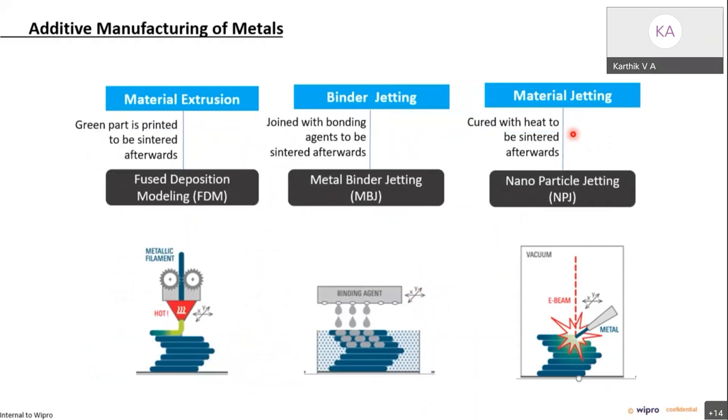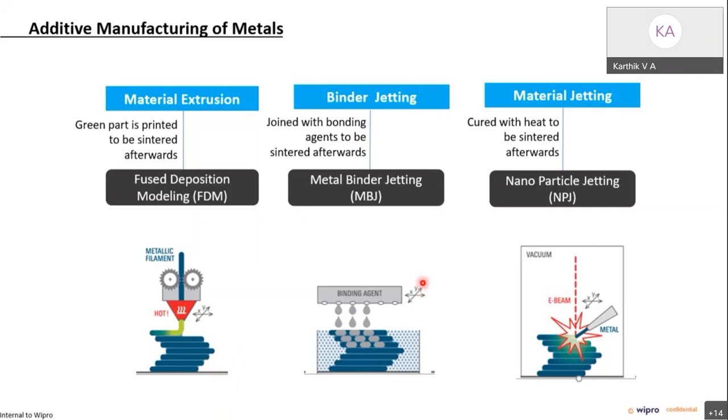Again, we have a few other types of metal additive manufacturing. Primarily, we have material extrusion, similar to the fused deposition modeling or fused filament fabrication, which we use for polymers. But in this case, we use a metallic filament. So again, layer by layer fabrication, but the green part which is fabricated needs to be sintered, or some sort of post processing is to be carried out in order to get a good surface finish.